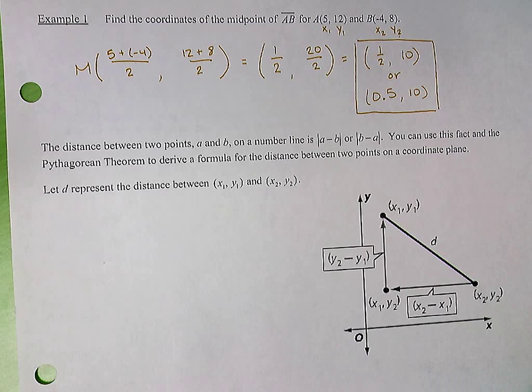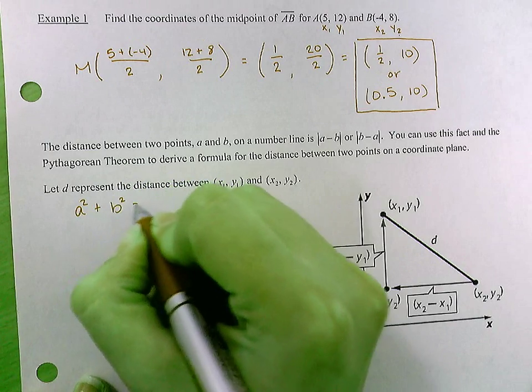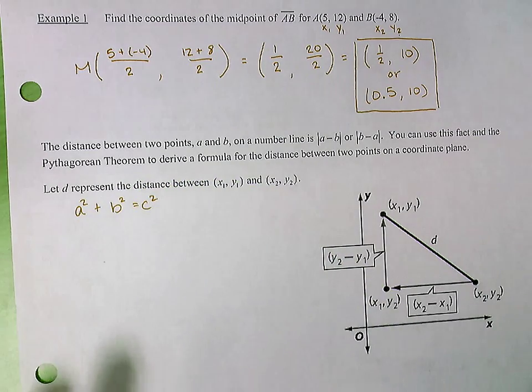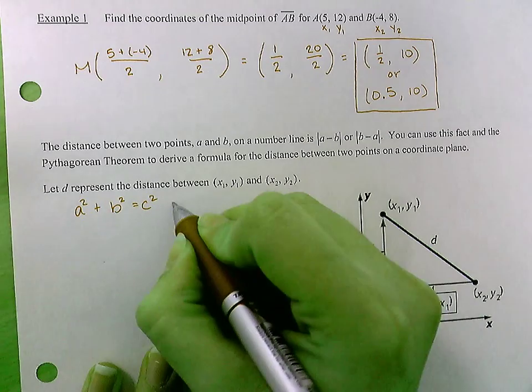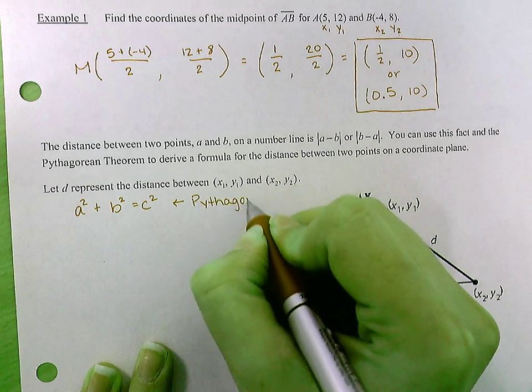Okay, Pythagorean theorem is a squared plus b squared equals c squared. Okay, it's on that big orange poster up in the left-hand corner there. That's your Pythagorean theorem. So we're going to use that. Okay, again, just to label, this is the Pythagorean theorem.